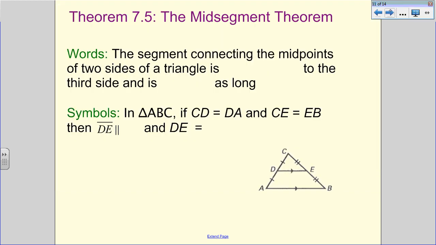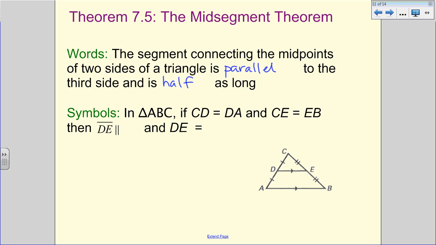All right. Now we have what's called the mid-segment theorem. It says that the segment connecting the midpoints of 2 sides of a triangle is parallel to the third side and is half as long. All right, we're always going to have that relationship.